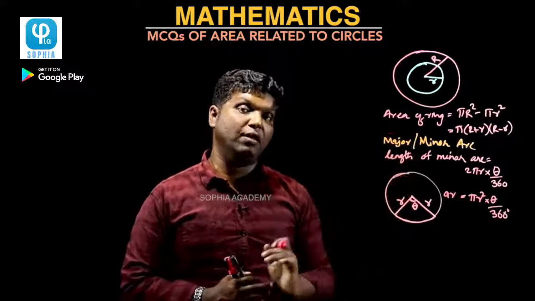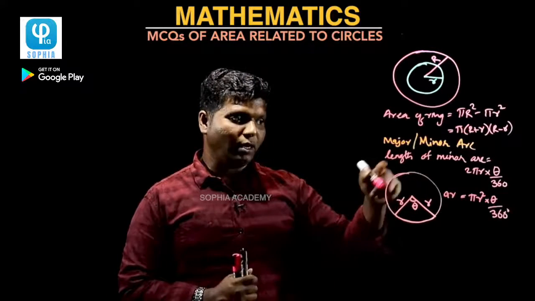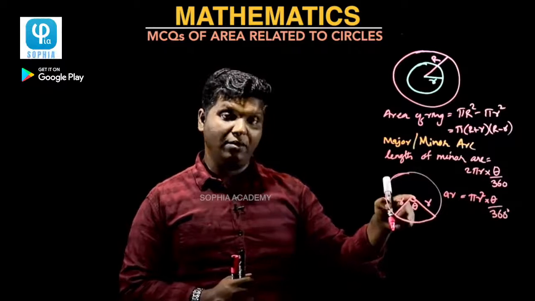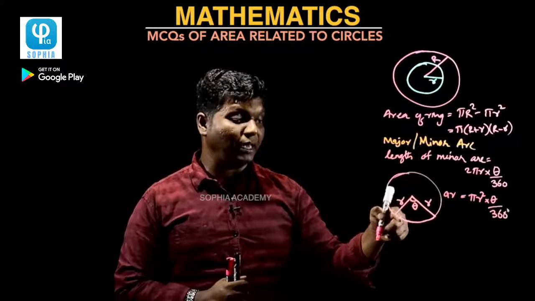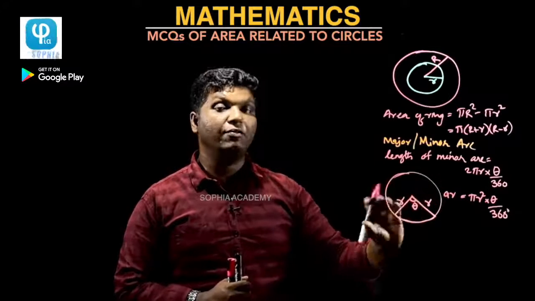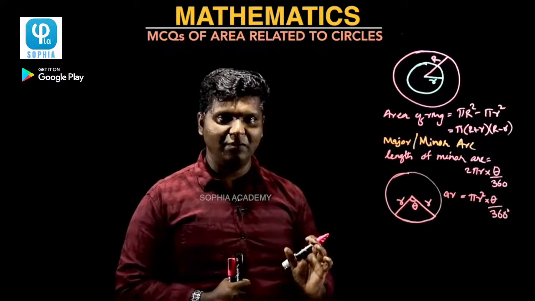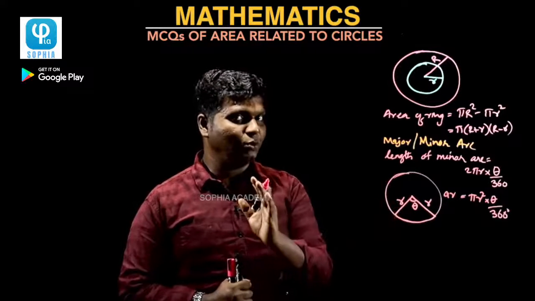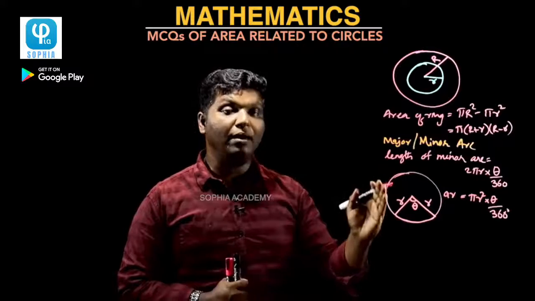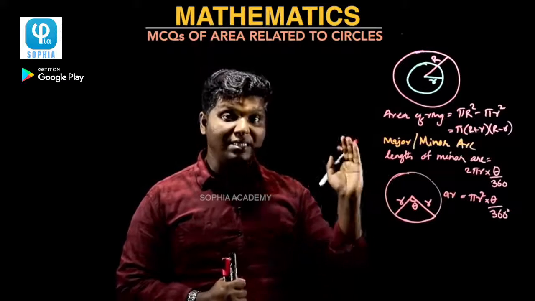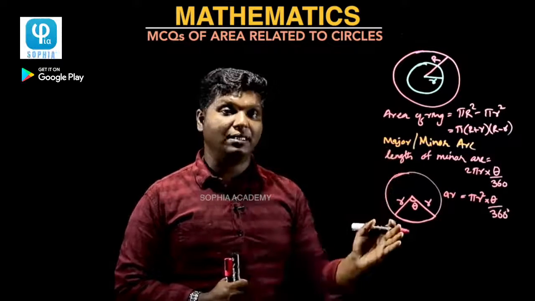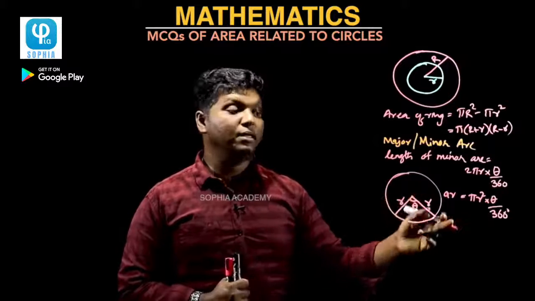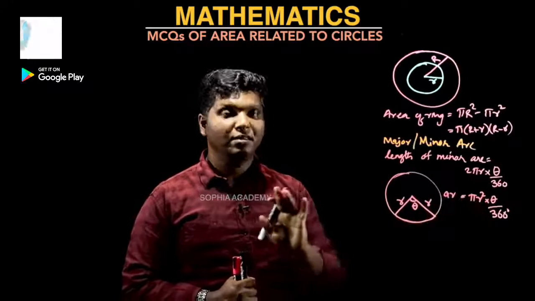What about finding the area of the major? Total area minus area of the minor, right? From the total area, if you subtract this much area, the area which is left will be the major area itself. What is the total area? It is pi r square. So we can say the area of the bigger sector, or the major sector, is equal to pi r square minus pi r square into theta by 360.